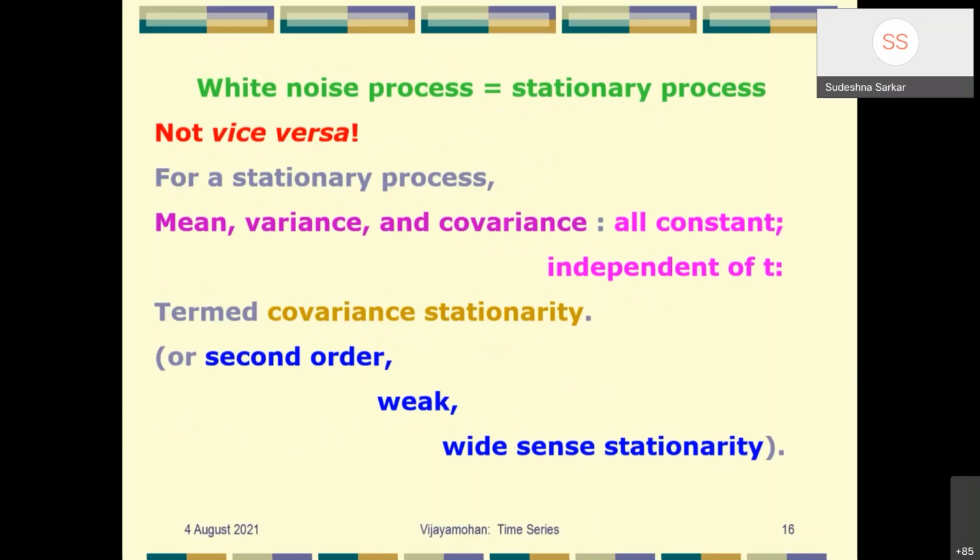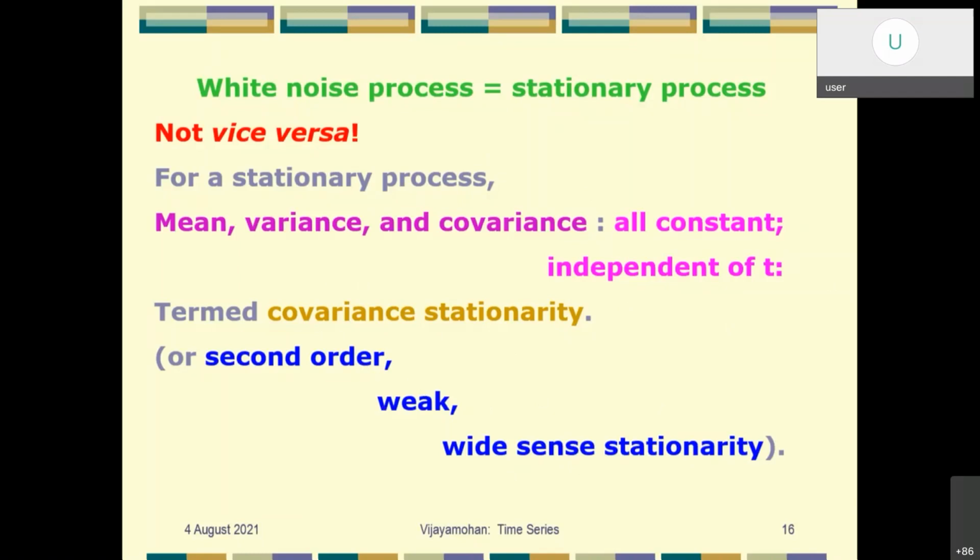Now, as you know, white noise process is a stationary process, but not vice versa. For a stationary process, mean, variance, and covariance all are constant. That means they are all independent of time. And this particular assumption of stationarity is called covariance stationarity, or second order stationarity, or weak sense stationarity. This is the stationarity concept that we use in time series analysis. That is, mean, variance, and covariance all are independent of time.